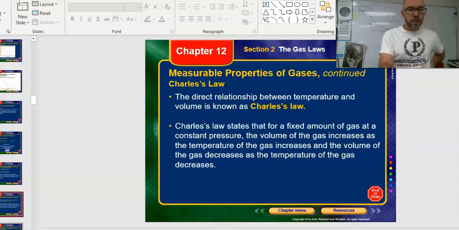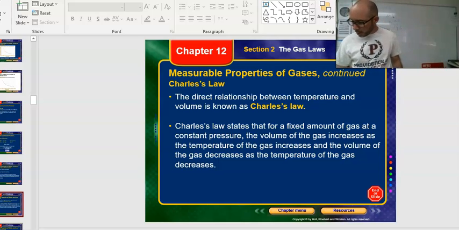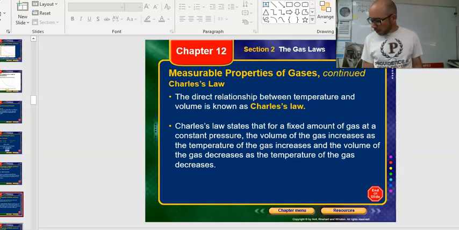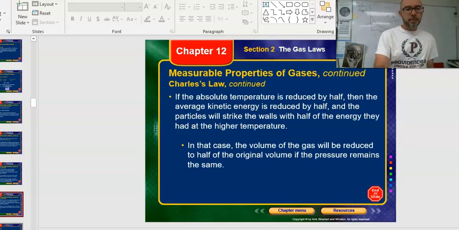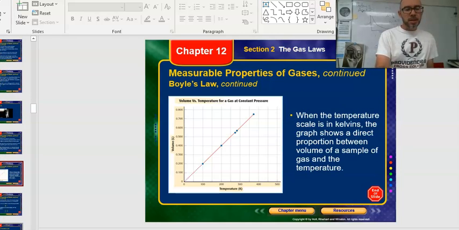Charles's law states that for a fixed amount of gas at a constant pressure, the volume of the gas increases as the temperature of the gas increases. So you see that one increases, the other one increases. One of them decreases, the other one decreases. So what kind of relationship is that? Is that direct or is that inverse? Well, you look in your book on page 427, and what kind of shape do you see? You're going to see this type of shape. And that tells you that that's a direct relationship between the two things.